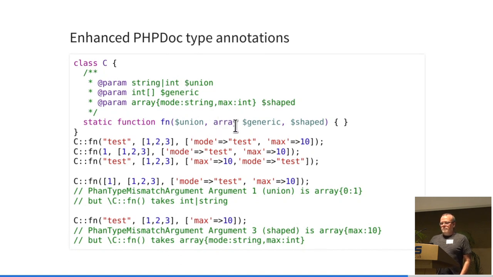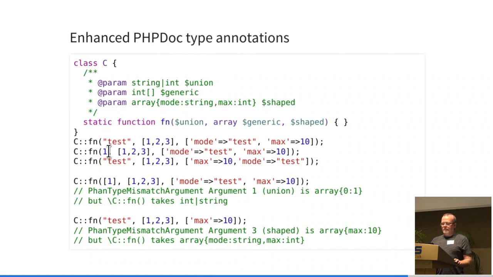PHP does allow you to say something is an array, but it doesn't let you tell it what type of array. So here Fan can be used to say this should actually be an array of integers. If you pass me an array containing anything other than integers, show me an error. And you can also have a shaped array. So my third argument here is a shaped array that says this is an array that has to have a key named mode and a key named max. And the values for these two have to be string and int. So that's getting very specific, right, that it has to have these two particular keys for it to be valid.